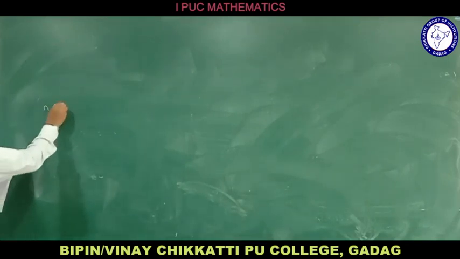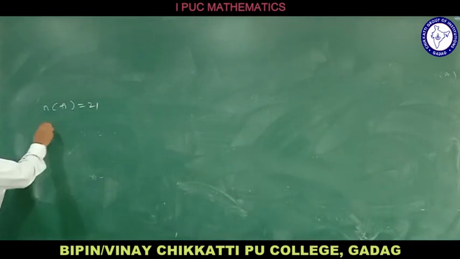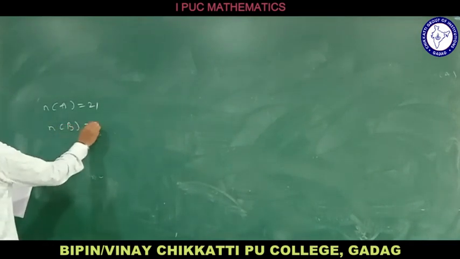In a survey, it was found that 21 people liked product A. See how many liked product A: n of A is equal to 21. And next, in a survey it was found that 21 people liked product A, 26 liked product B. So n of B is 26.